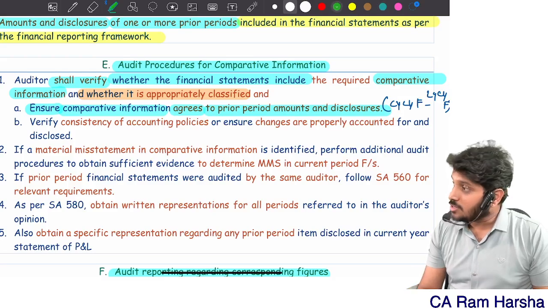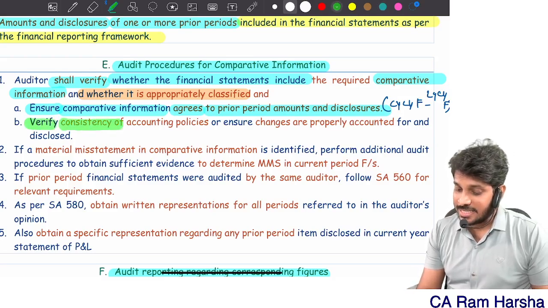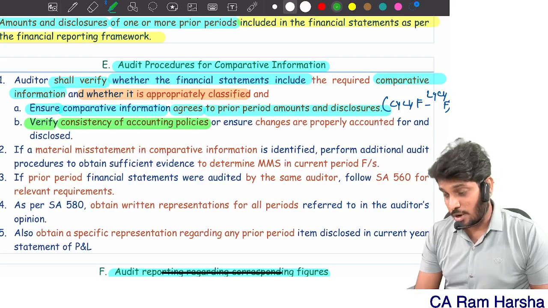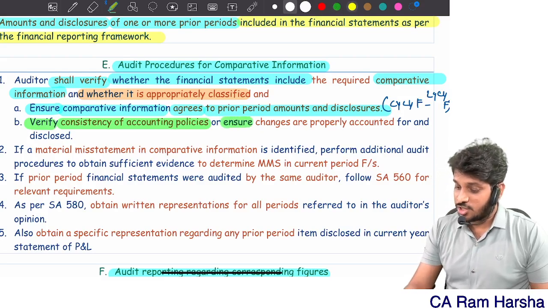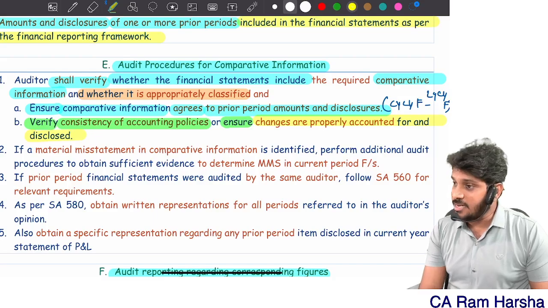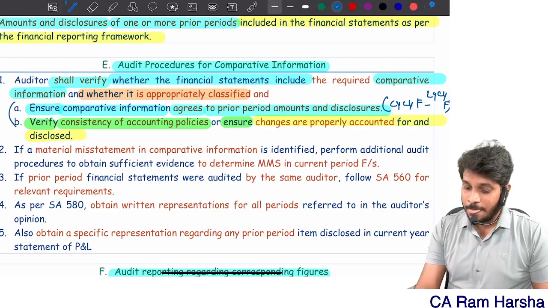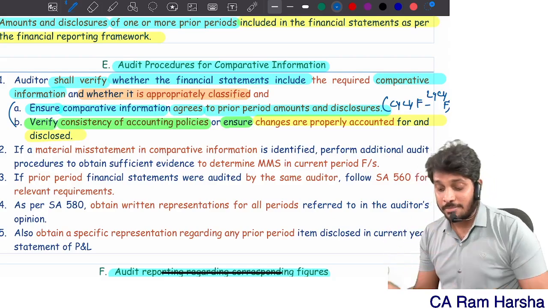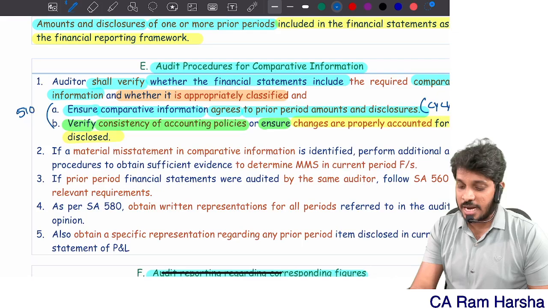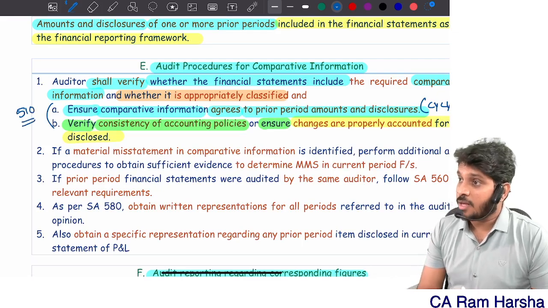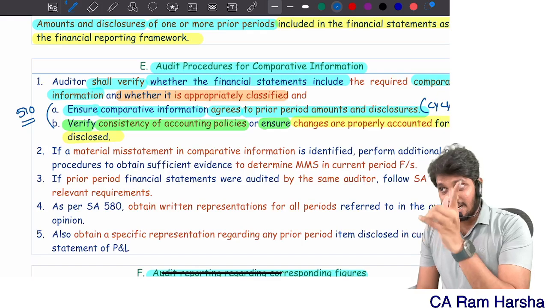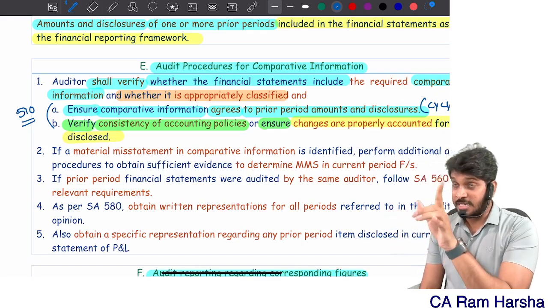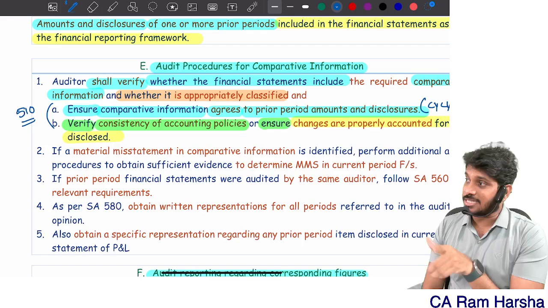And not only this, you should also verify consistency of accounting policies and ensure changes are properly accounted and disclosed. Actually, this is nothing but opening balance verification. For that, we have a standard called 510 again. This standard is linked with 510 actually, but once I am discussing 510, I will connect to this standard once again.